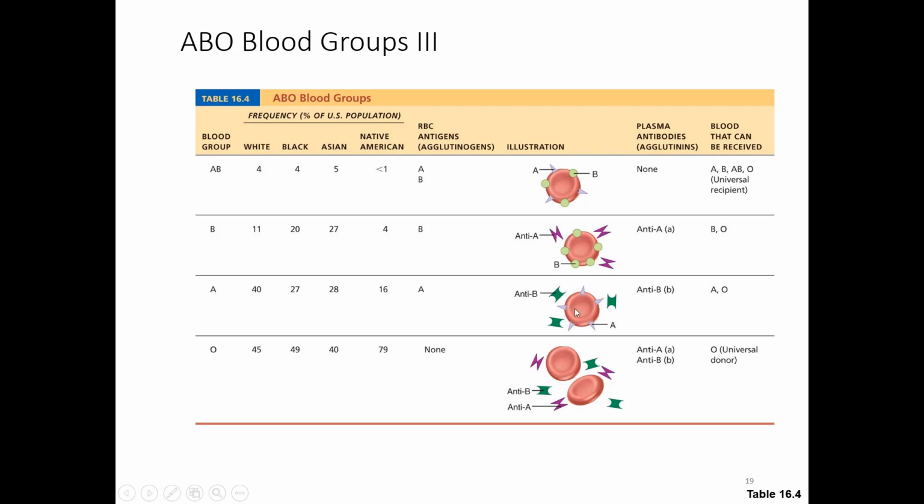Also, for each blood type, you need to know what blood they can receive. Universal recipients, people with blood type AB, can receive any blood type. People with blood type B can receive only blood types B and O, universal donors. And people with blood type A can only receive blood with type A or O. People with blood type O can receive only blood type O. Otherwise, their antibodies will attack any other blood type.